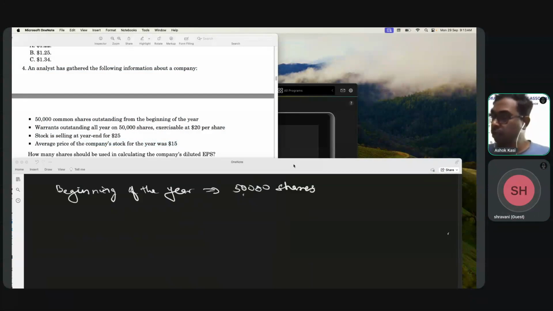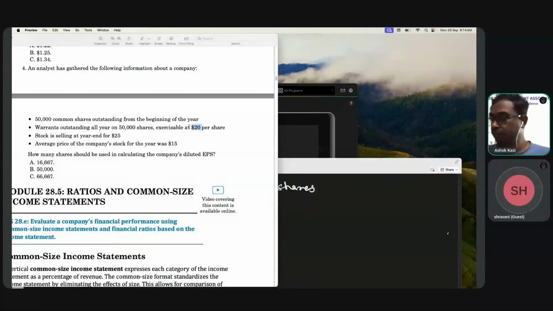Now you see here, exercisable means initially they took 20. Now the price is 15 only. It will be converted into equity provided its price is more than 20. So that's why now this is also anti-dilutive. You will not convert this also. So net you will have only 50,000 shares then.